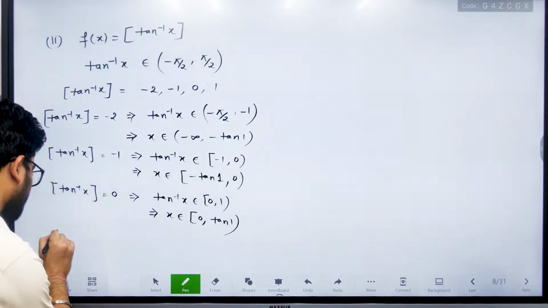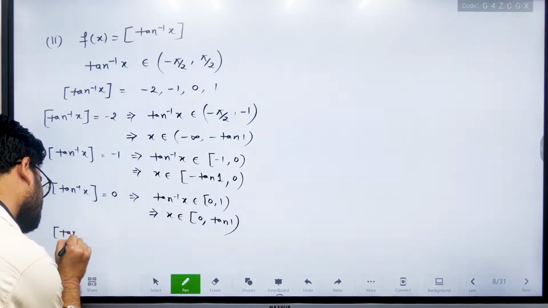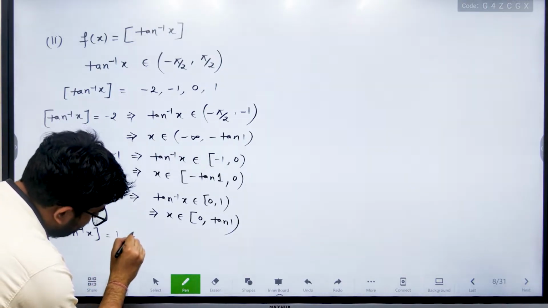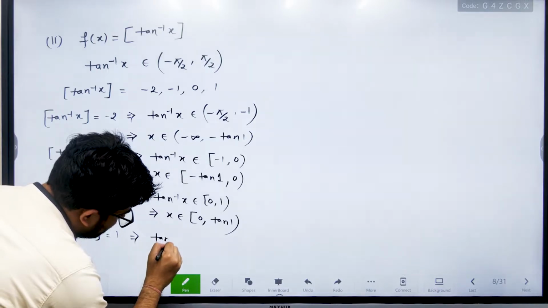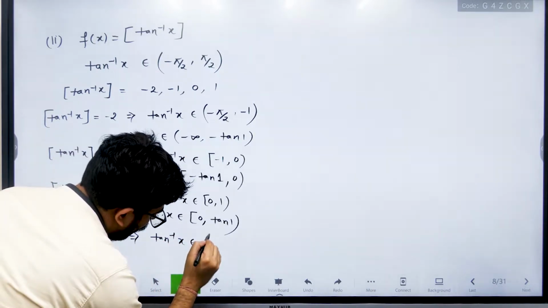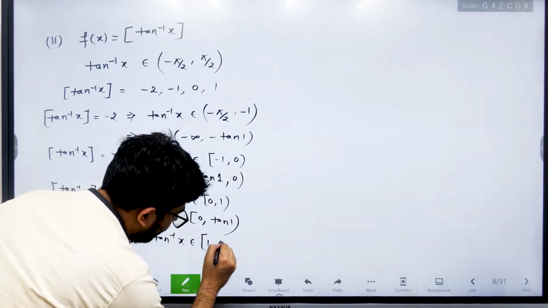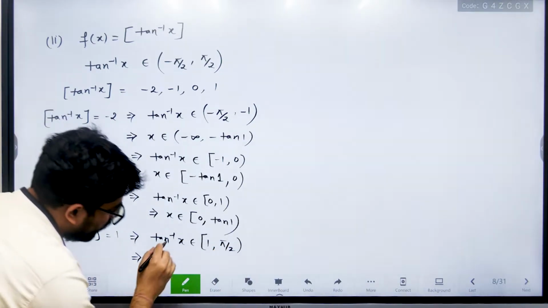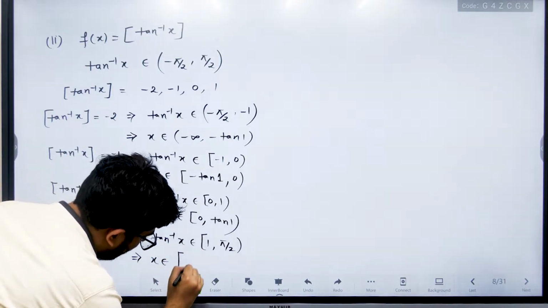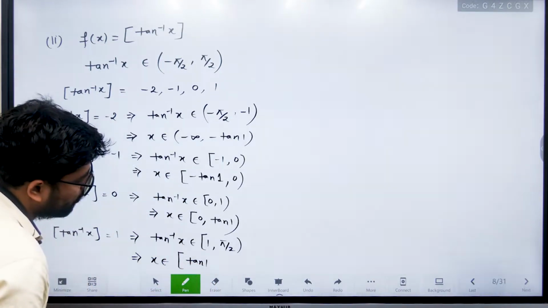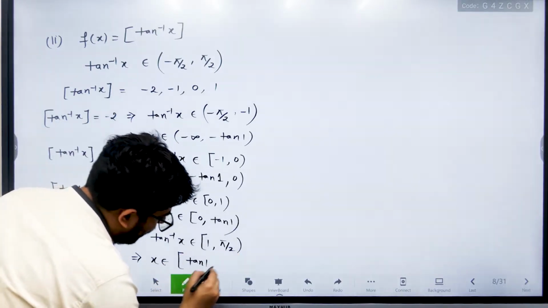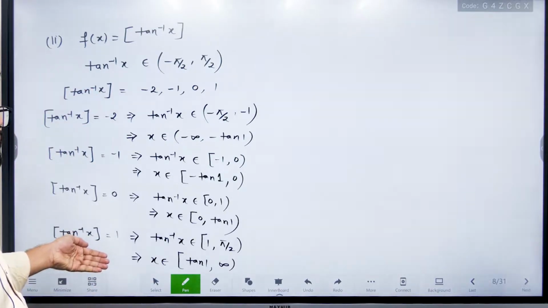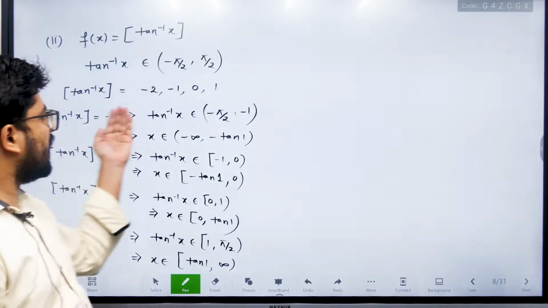Okay, now the next thing is greatest integer of tan inverse x is 1. It implies what? That tan inverse x belongs to 1 close to pi by 2 open. So you can say x belongs to tan 1 close to tan pi by 2, that's infinity open. Okay, so these are the possible values for your greatest integer of tan inverse x, and we have values of x here.